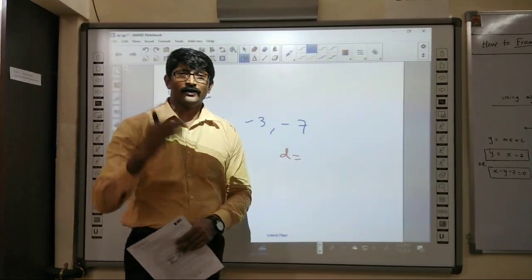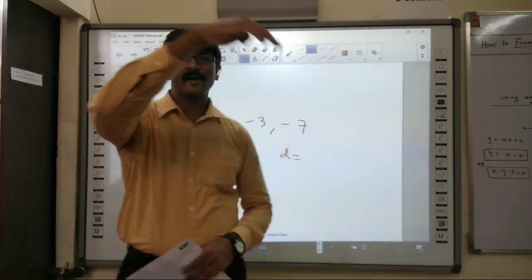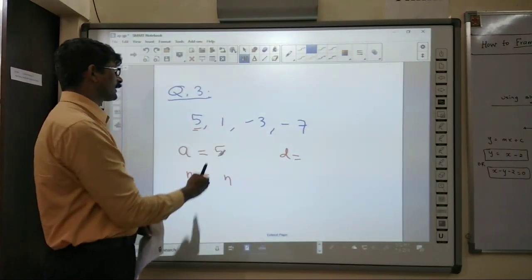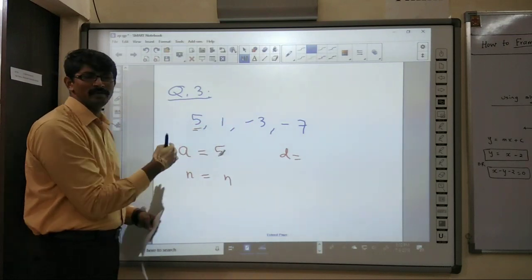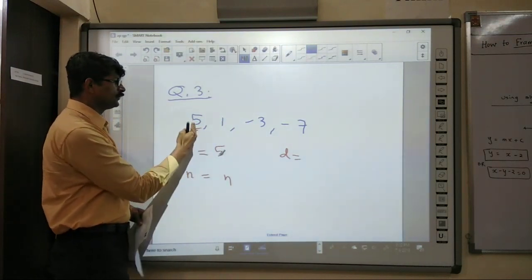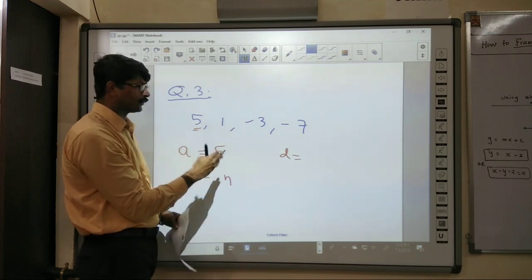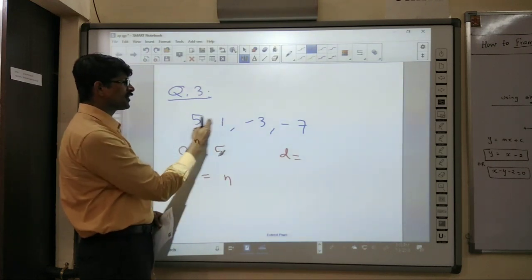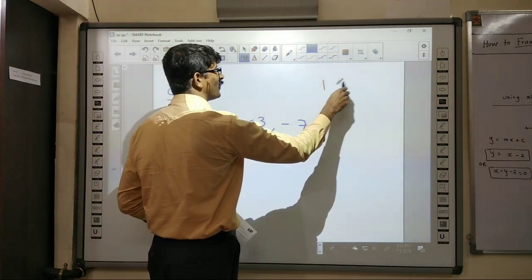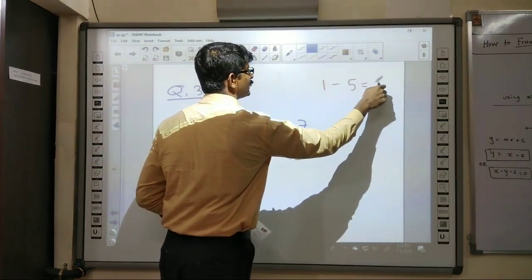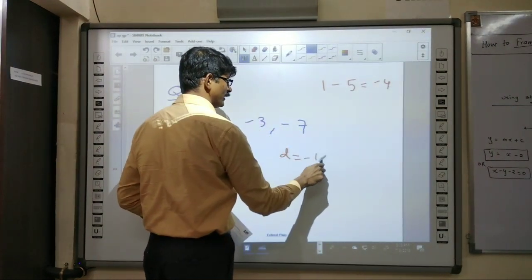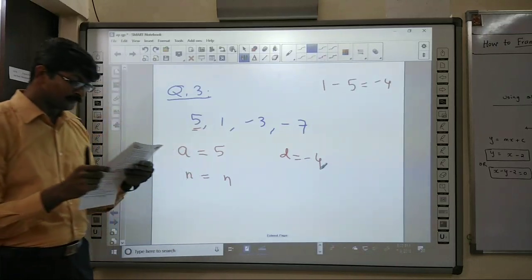And what is D? Students, always remember that D is the succeeding term minus the preceding term. In our case, 1 minus 5. Many students make one error over here: they do 5 minus 1, which is wrong. The correct thing is 1 minus 5. So 1 minus 5, we're going to get minus 4. So D is minus 4.